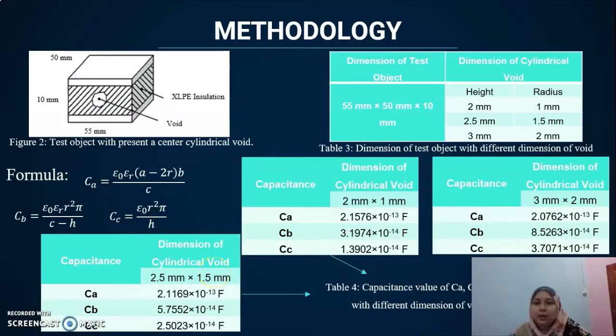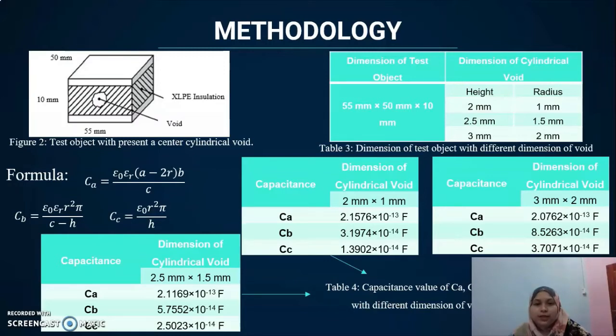This part is about the calculation for obtaining the capacitance value of a test object that will be represented in a circuit diagram. In this project, a 3 capacitance void model is used to represent a test object with void. This is the figure that illustrates the test object, which is SLPE cable with a center cylindrical void.